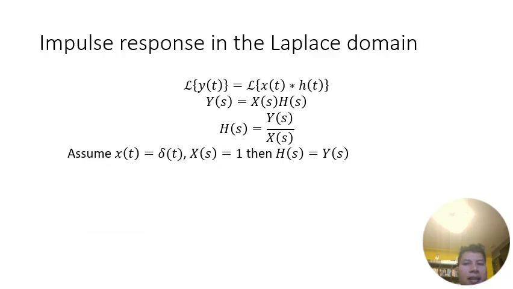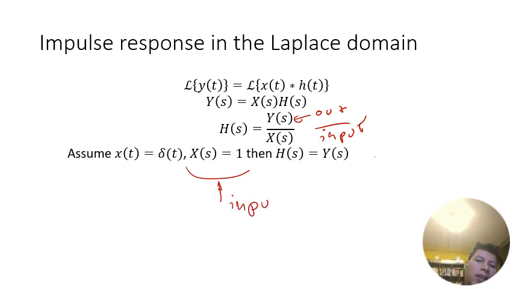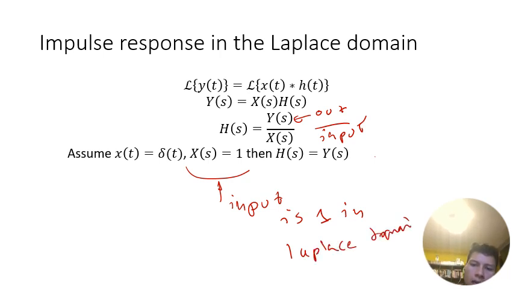So in conclusion, the transfer function is the impulse response in the Laplace domain, and to solve for it, there are two ways. You either find the ratio of the output, which we don't actually do today, to the input, or you can assume the input is 1 in the Laplace domain, or a delta function in the time domain. And then in that case, your output will be your transfer function.